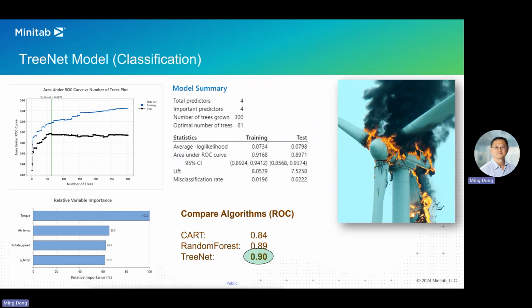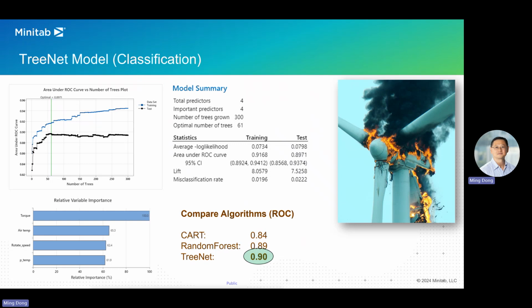So here is the TreeNet result, right? Let's see how we go. Because TreeNet is again many trees, we don't have one tree to represent the whole story. We just have an algorithm, and it tells you the performance. Now the performance here, we can see from the graph, the ROC is 89.7, which is close to 90.